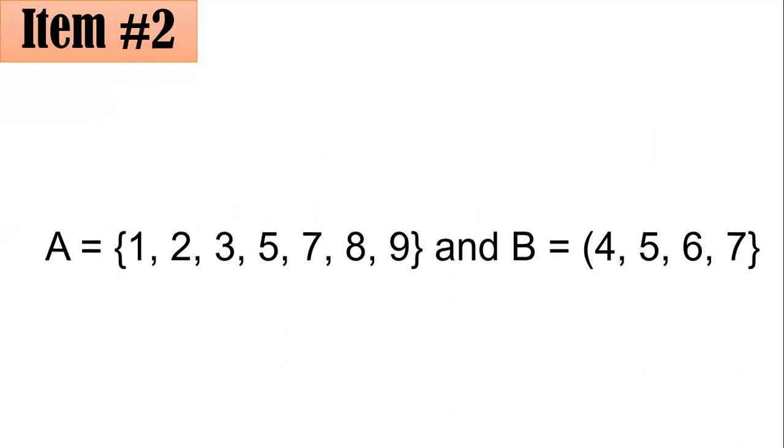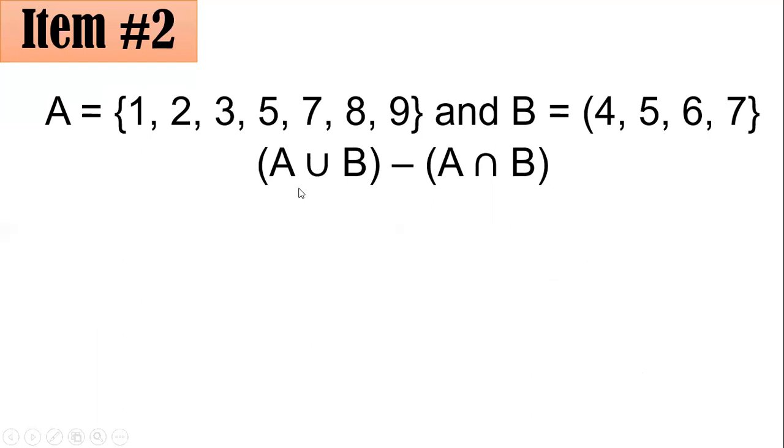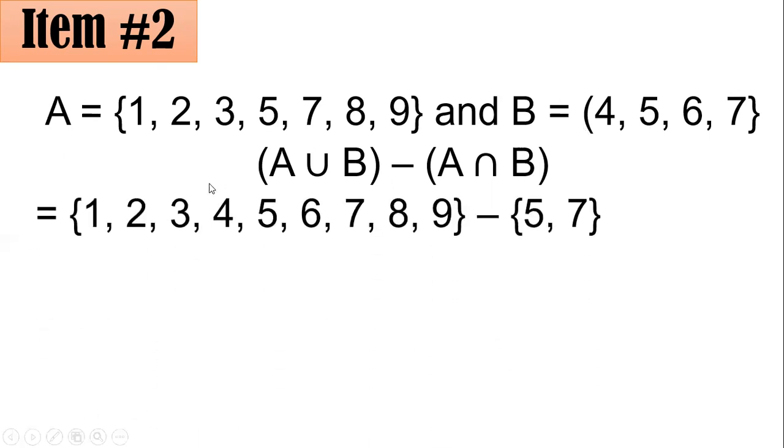So when we speak about the union of two sets, in this case, we are asked of the difference of A union B and that of A intersection B. Speaking about the union of two sets A and B, you are actually combining the elements. In this case, you have 1, 2, 3, 5, 7, 8, 9.